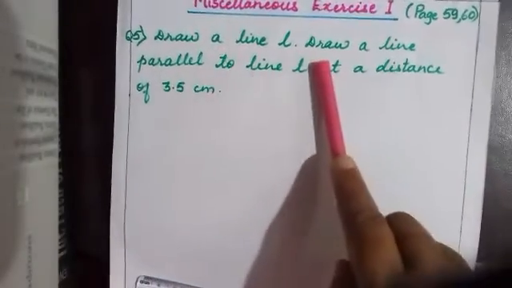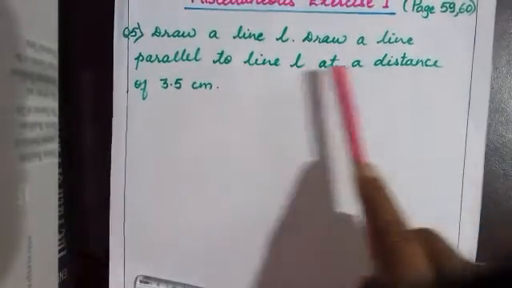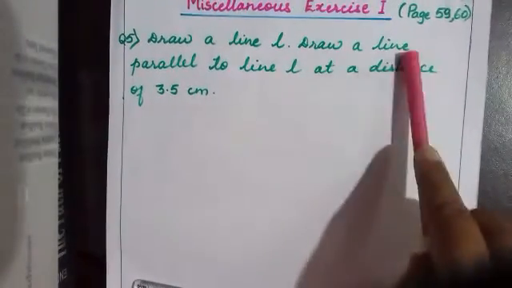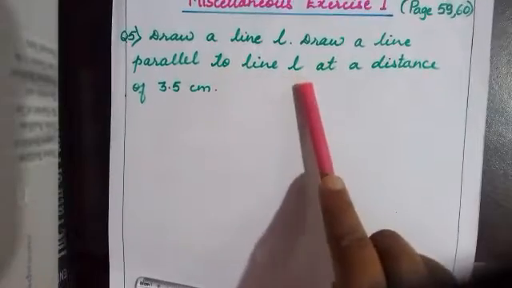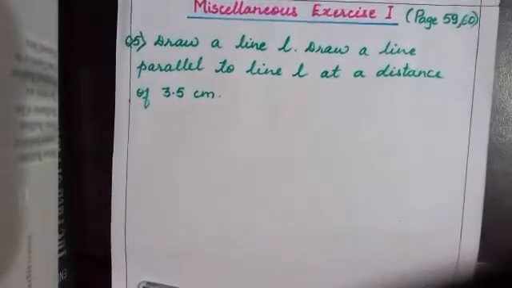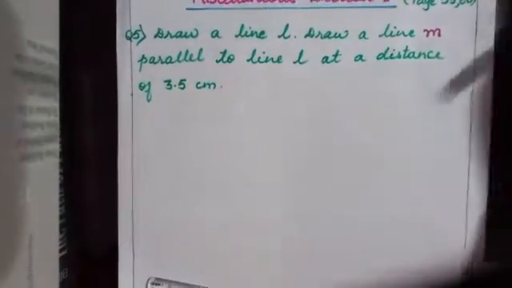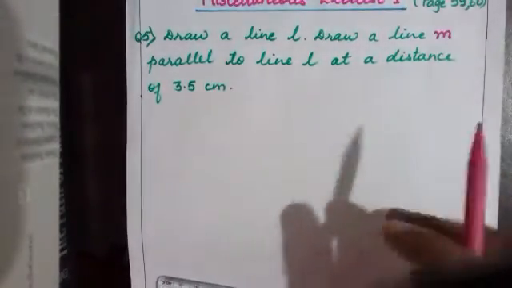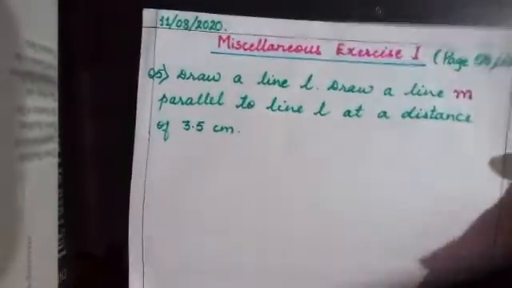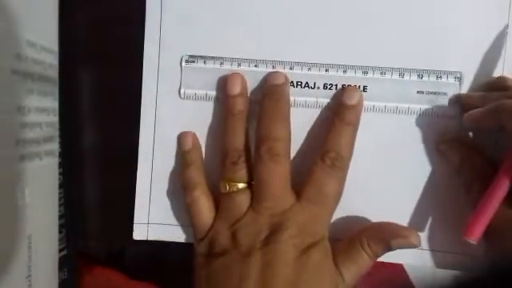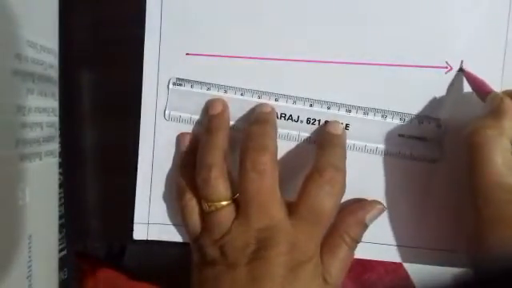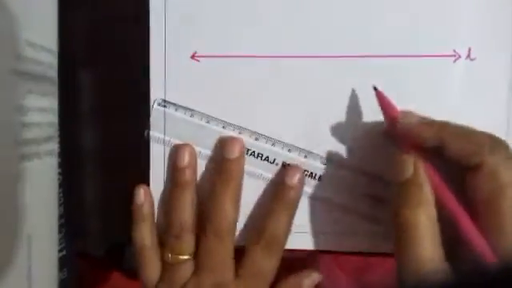What is given? Draw a line L, draw a line M which is parallel to line L at a distance of 3.5 centimeter. Here, draw a line M which will be parallel to line L. In the same way as we did in practice set 2.3, we will do it. So we will draw a line L first. In this way you will draw a line L.